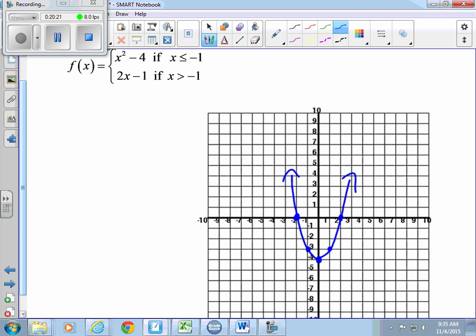Do I want the whole piece of the whole graph? Which part do I want? One where x is less than or equal to -1. So what am I going to do? I'm going to erase. Which side am I going to erase? The right-hand side. All the way back to when x is -1. Right there. Am I okay with my filled-in dot that I have sitting there? Yes. If it's not, I erase it.